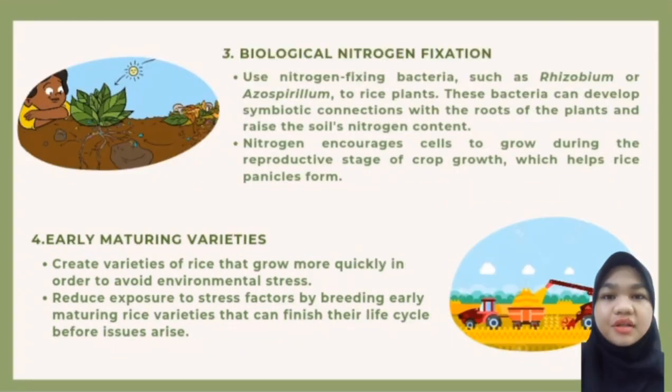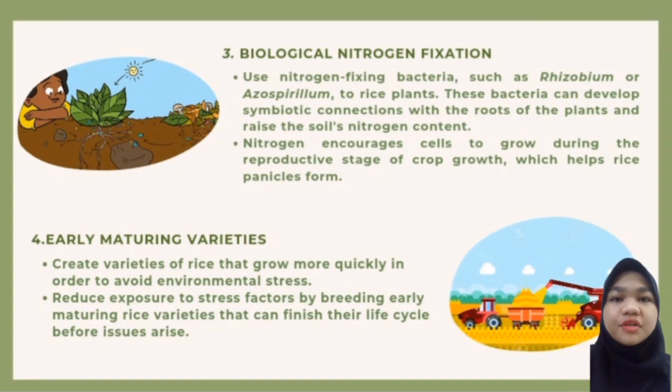Third, biological nitrogen fixation. Use nitrogen-fixing bacteria such as Rhizobium or Azospirillum on the rice plant. These bacteria can develop a symbiotic connection with the roots of the plants and raise the soil nitrogen content. Nitrogen encourages cells to grow during the reproductive stage of crop growth, which helps rice panicles form.